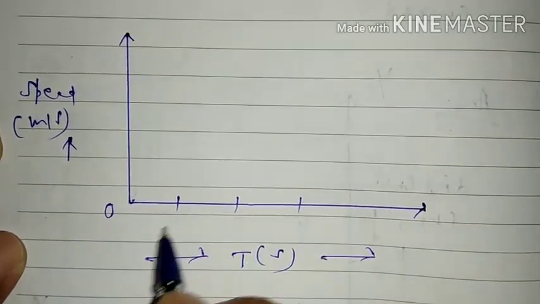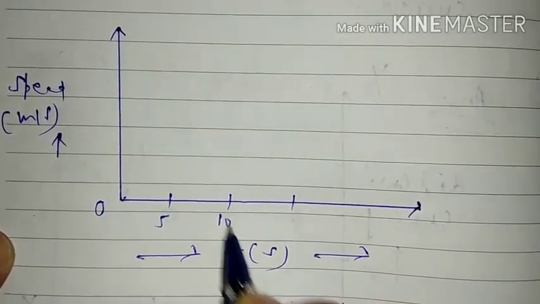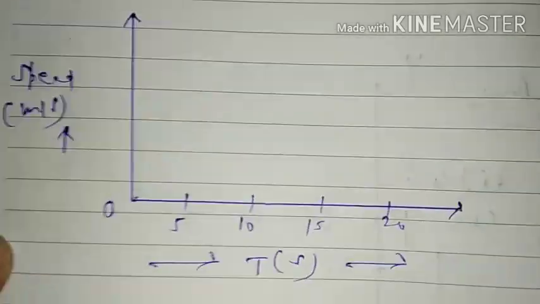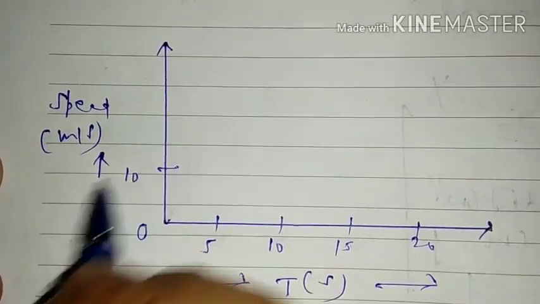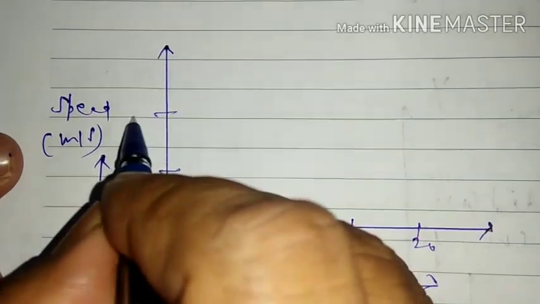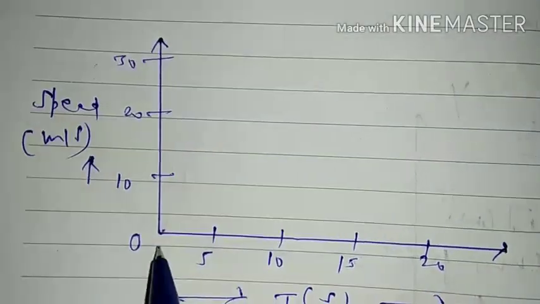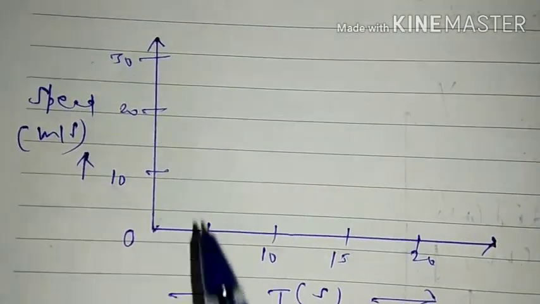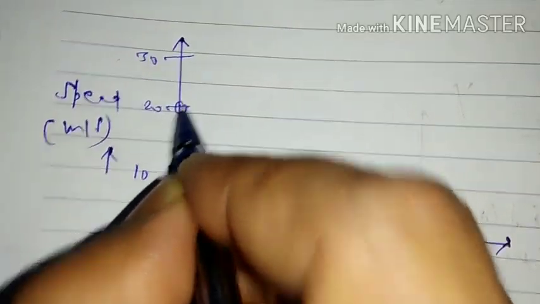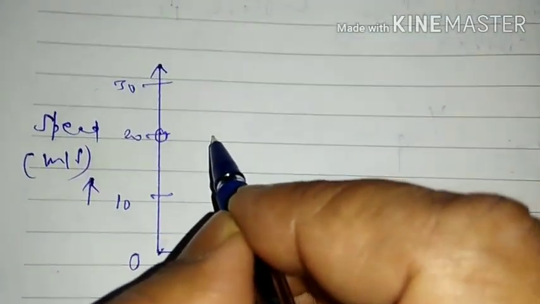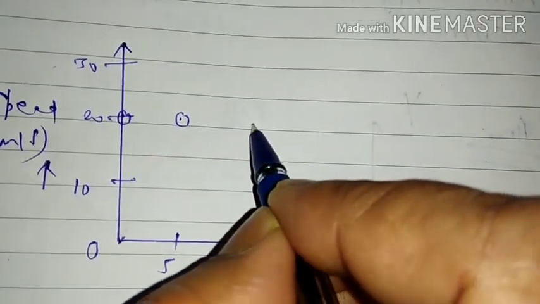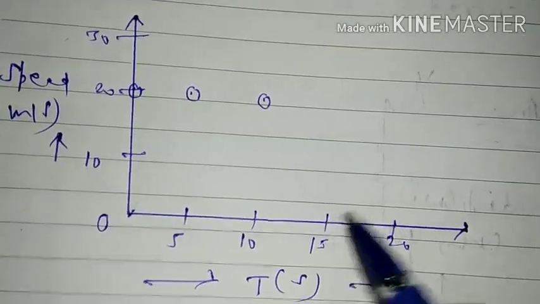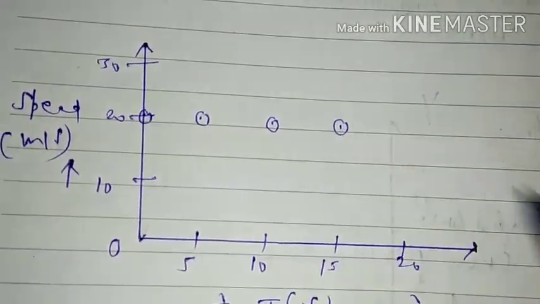Suppose our scale is 5 seconds, 10 seconds, 15 seconds, 20 seconds, and so on. And the speed of the object is 10 meter per second, 20 meter per second, 30 meter per second, and so on. Now, suppose at time 0 the speed of the object is 20 meter per second. After 5 seconds, again the speed is 20 meter per second. After 10 seconds, the speed is 20 meter per second. After 15 seconds, the speed is the same, and so on.